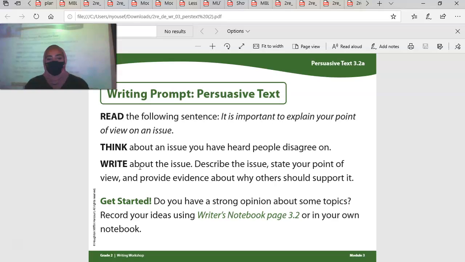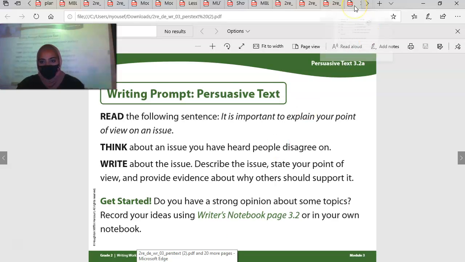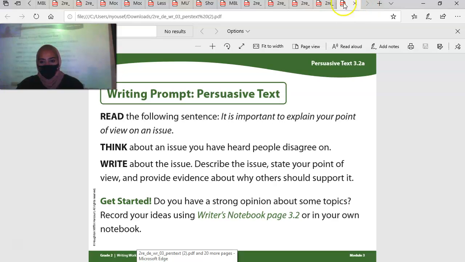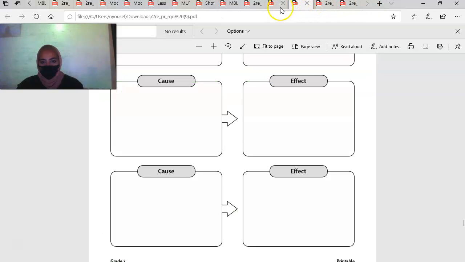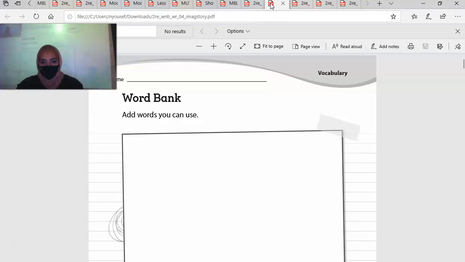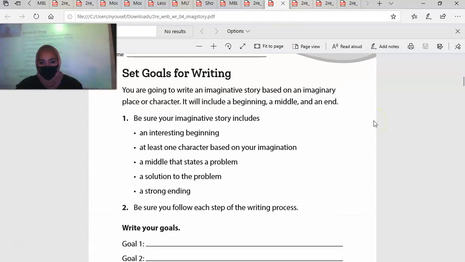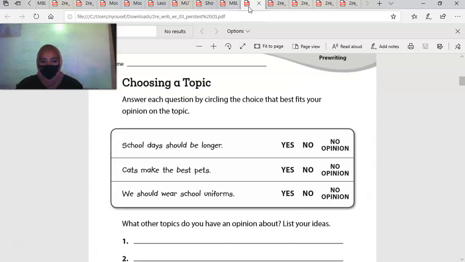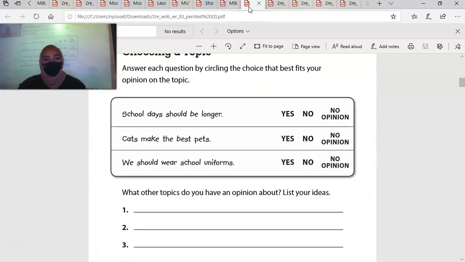So, on the opinion paper that says 3.2, it says choosing a topic. Let me see, I think I have it open already. I just have to look for it. I think this is it. No, that's for 4. And here's for 3. Okay, so choosing a topic. Answer each question by circling the choice that best fits your opinion on the topic.